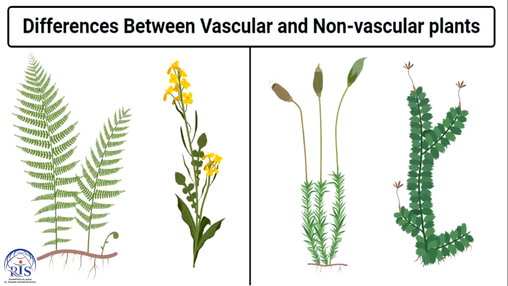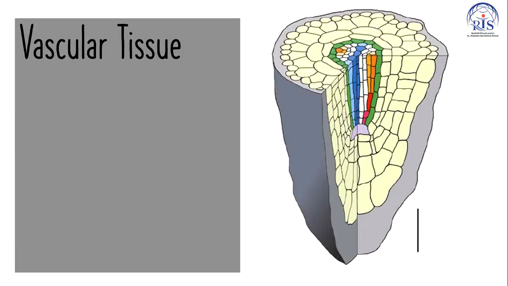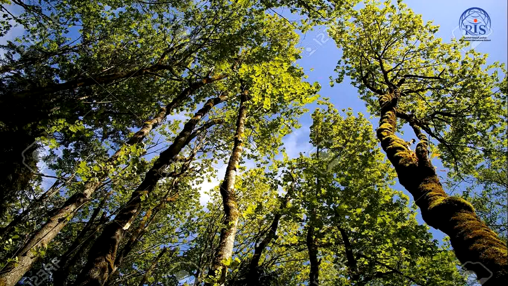As you know, we have two kinds of plants, vascular plants and non-vascular plants. Vascular plants are the plants with vascular tissue. This vascular tissue is responsible for transporting water, nutrients, minerals and food to the parts of the plant. Vascular plants do not have the same size limitations. For example, trees can grow to heights of more than 66 meters, that is 200 feet.